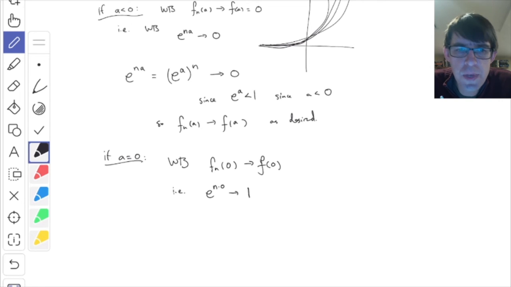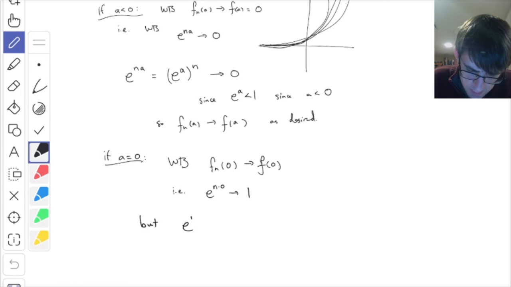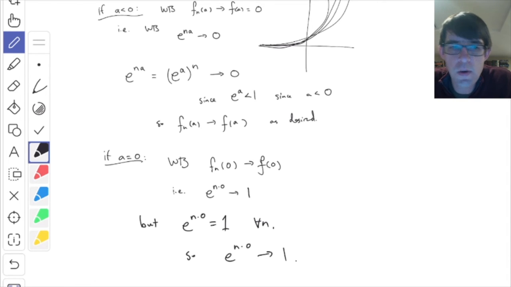All right. Is it true that e to the n times 0 converges to 1? Yes, because e to the n times 0 actually equals 1 for all n. So certainly it is true, e to the n times 0 converges to 1. All right, because they're actually all equal to 1. And that's all it is. All right, we've demonstrated that those functions do converge pointwise to this weird piecewise f. Any thoughts about that? Questions or concerns?